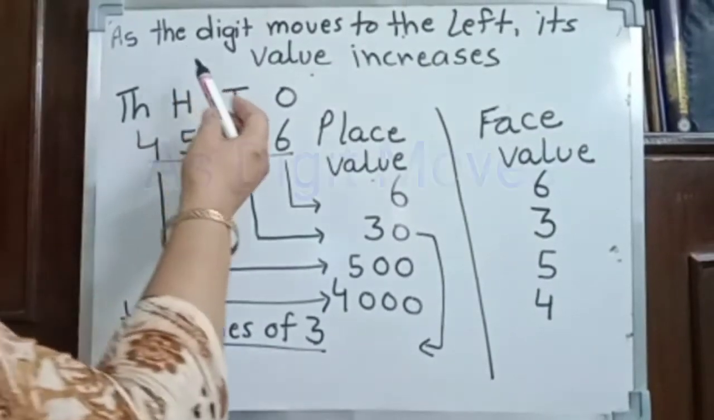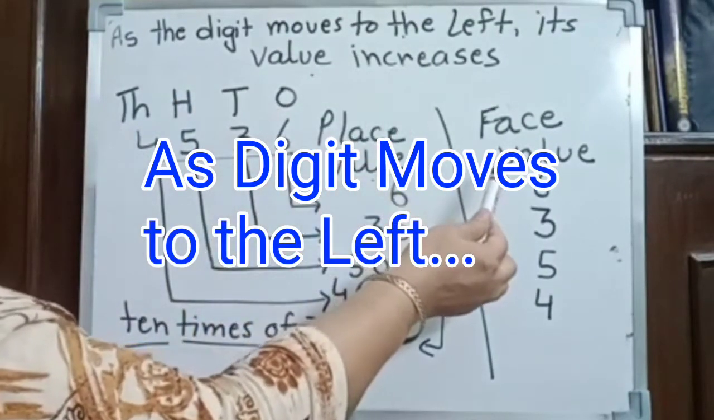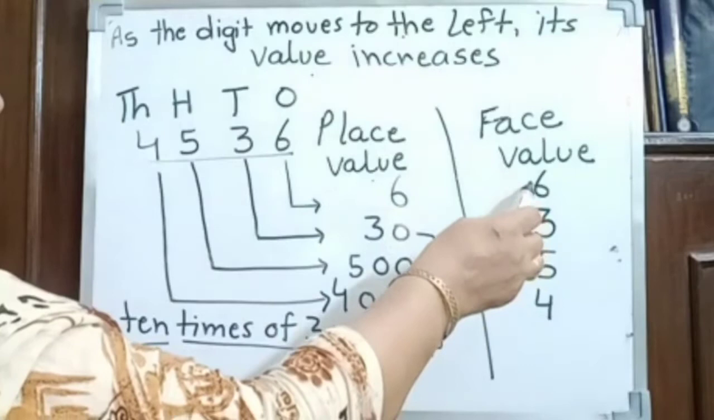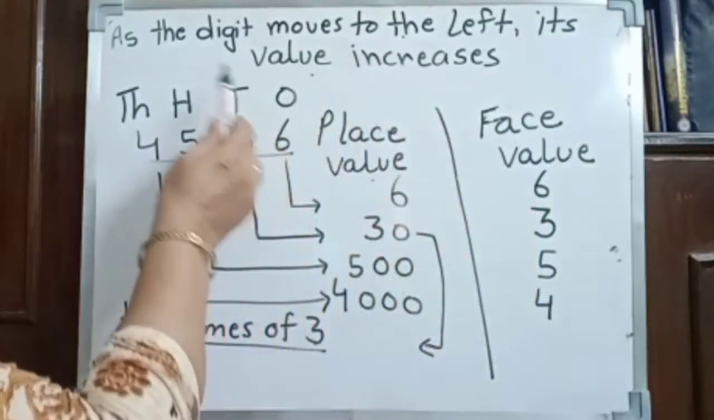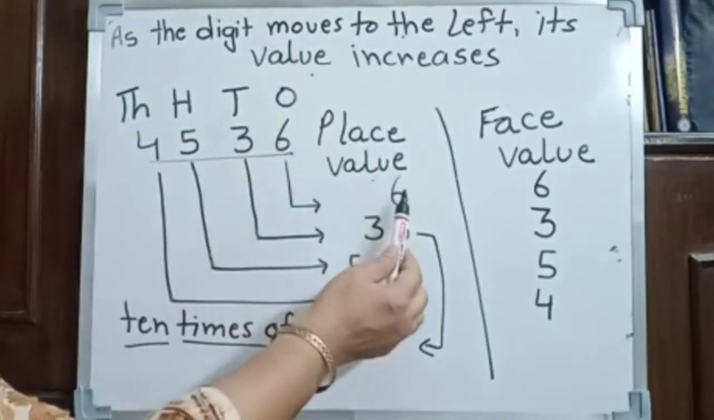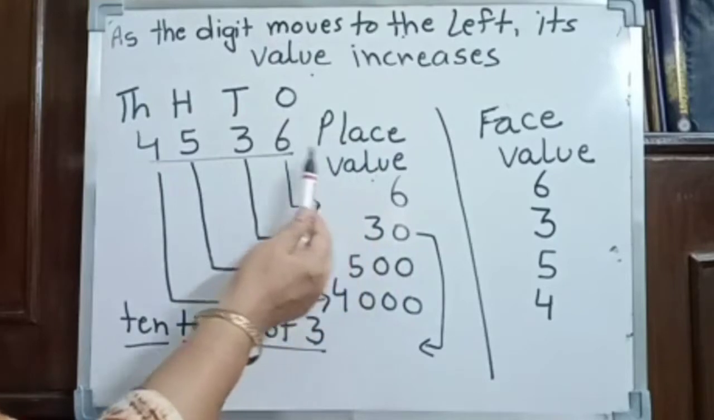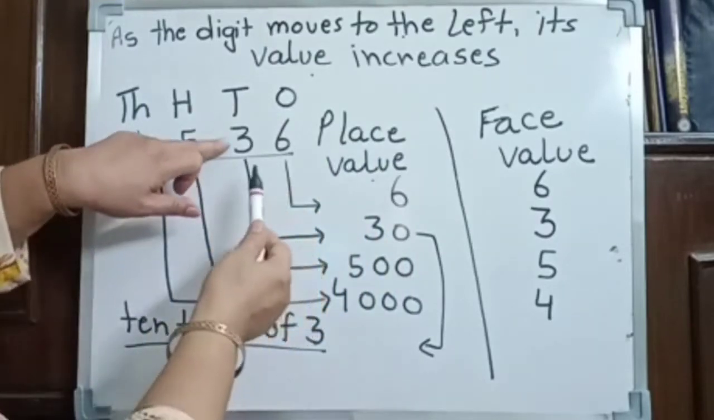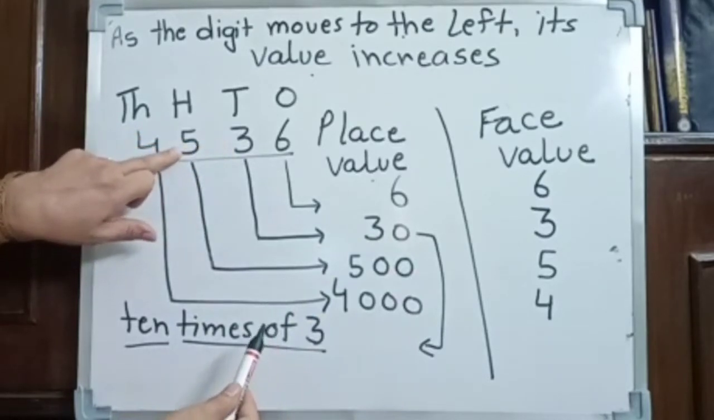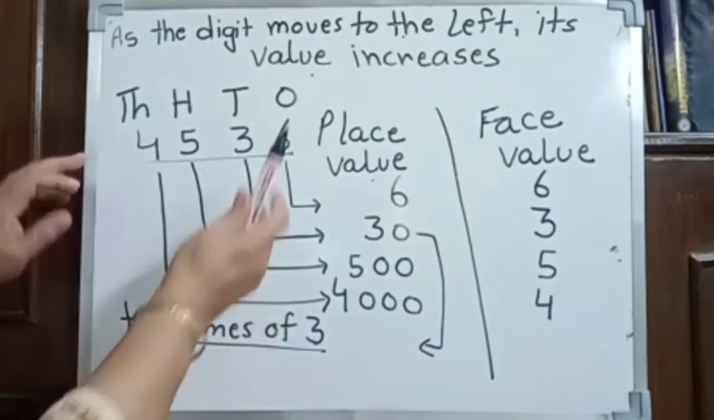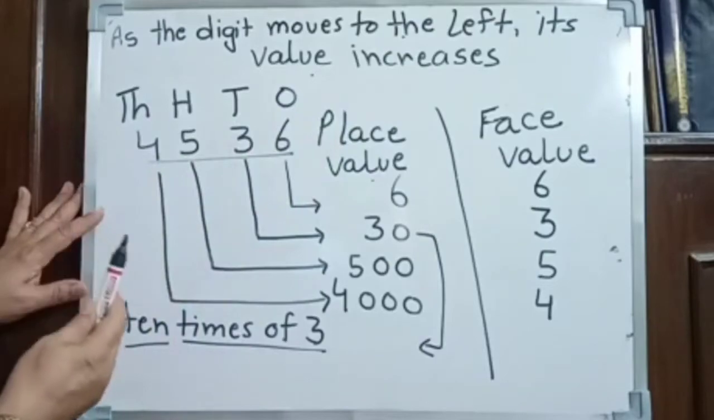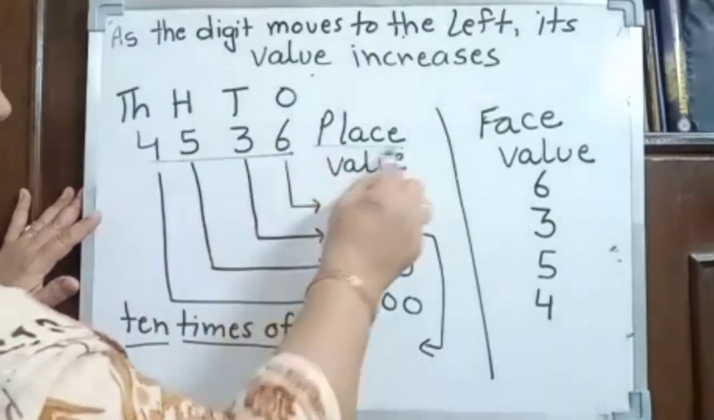The very important thing for place value and face value is that the face value is the digit itself, means only that digit, and for the place value, as the digit moves to the left, its value increases. Like 6 we have in ones place, then it moves to the left, means 3. 3 means 10 times of 3, then 100 times of 5, then 1000 times of 4. As the digit moves to the left, its value increases. This is the main part of place value.